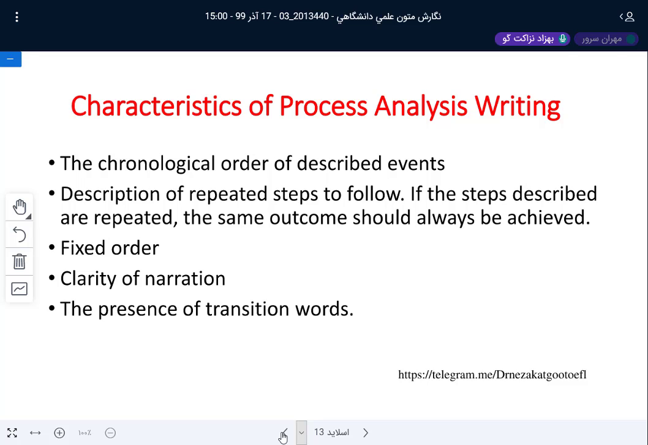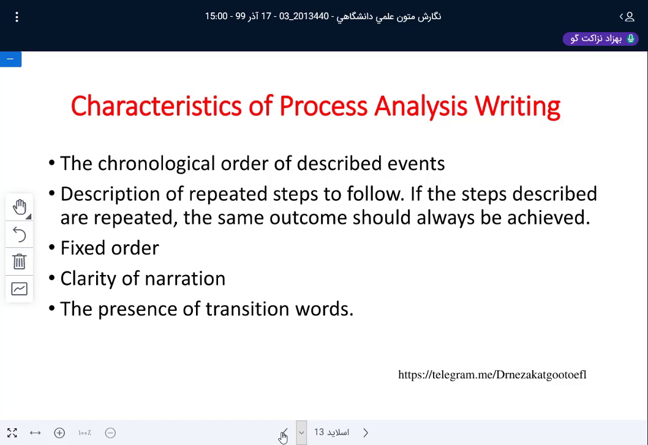Clarity of the narration, because it's a task. If you do not clarify the steps, the conclusion will be something different. So this is very important to know how to do the procedure or the process.